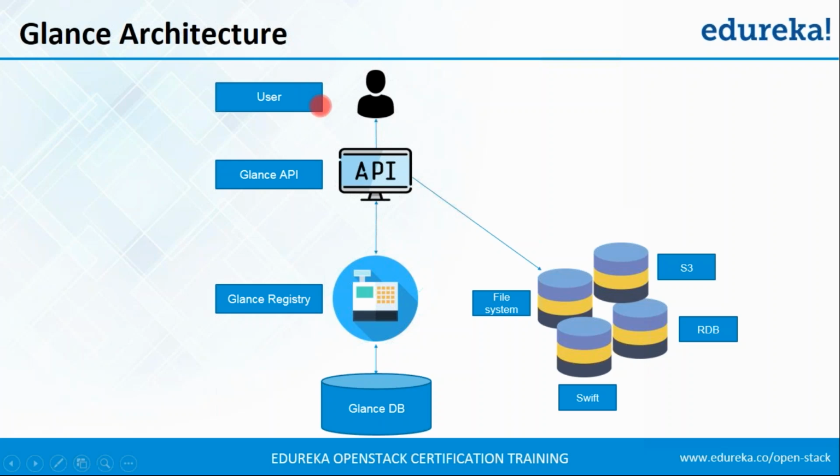Okay, so this is the user, and let me tell you before I go ahead and explain that in OpenStack, every service communicates using an API. Every communication that they do is through APIs. They use both kinds of APIs, northbound and southbound. So Glance also uses an API to connect with the user and other services as well.